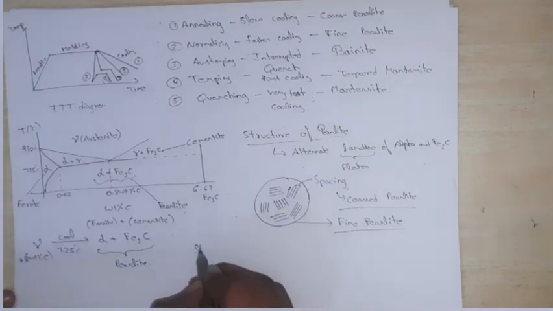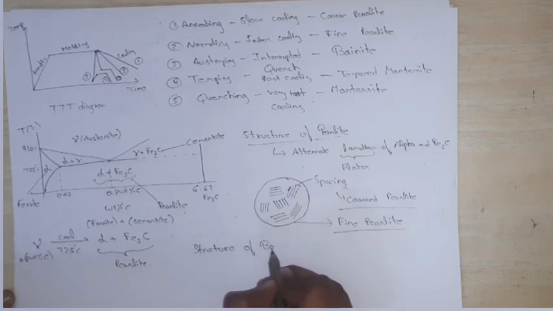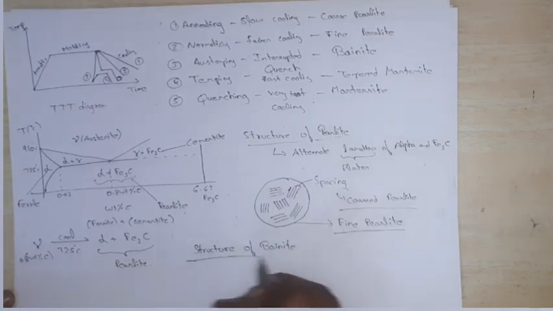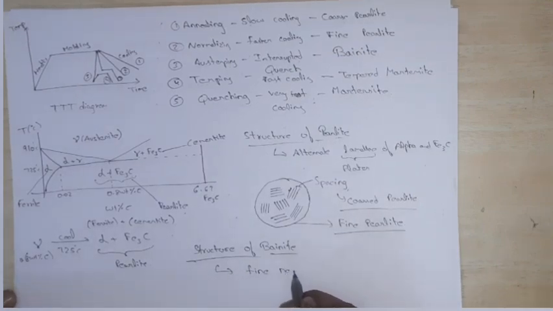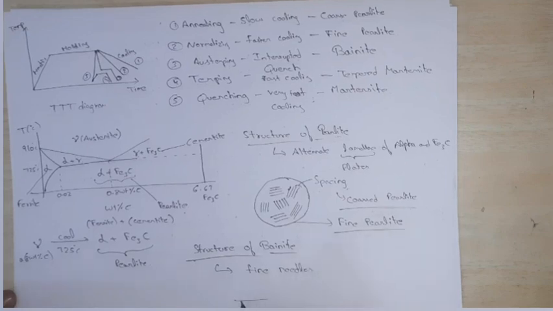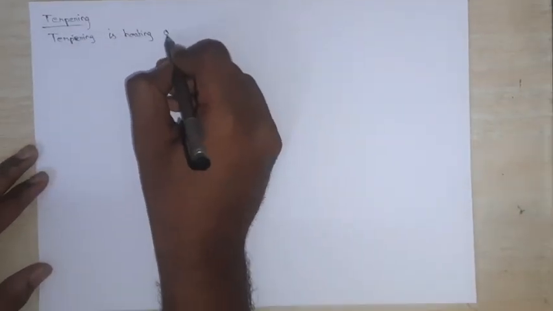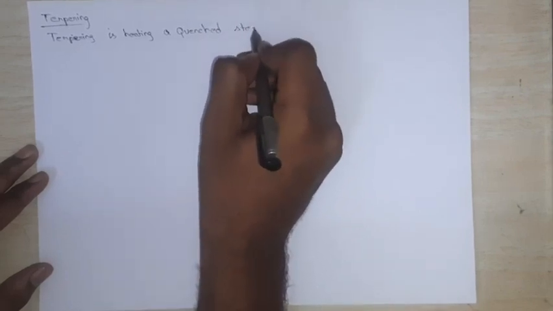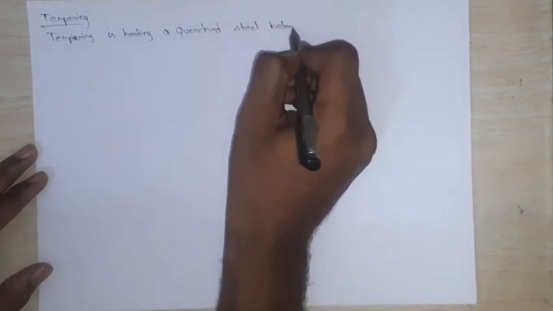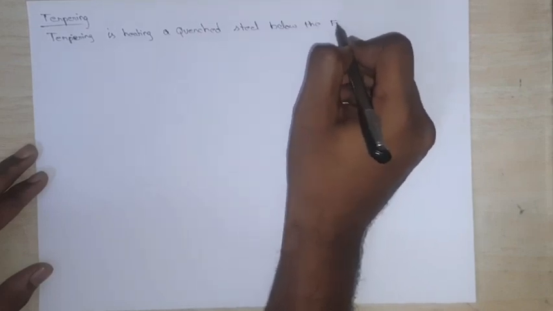And then the structure of bainite. The structure of bainite is nothing but fine needles. Then tempering is heating a quenched steel below the eutectoid temperature.